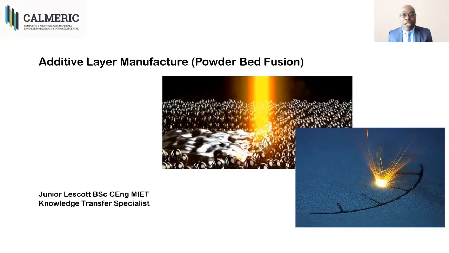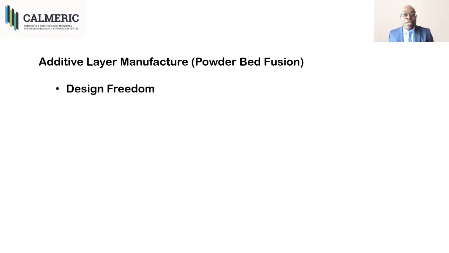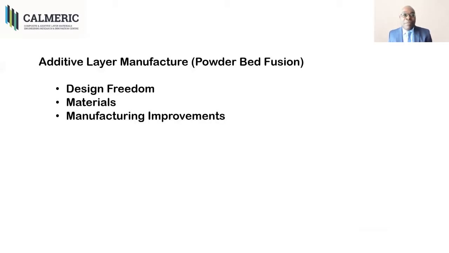So we're going to be covering the following points. First of all, we're going to be looking at design freedom and how that is achievable with additive layer manufacturing. Then we're going to be considering the type of materials that we can use. This is by no means an exhaustive list, but it's just some of the metal powders that we could be using with powder bed fusion. Then we're going to have a look at the manufacturing improvements that one can achieve with additive layer manufacturing.